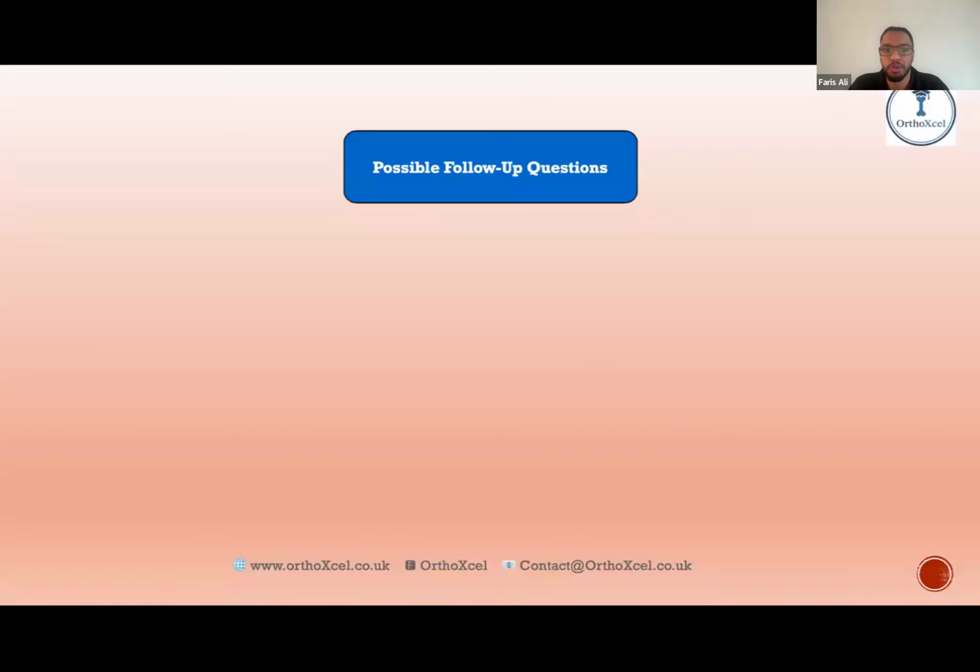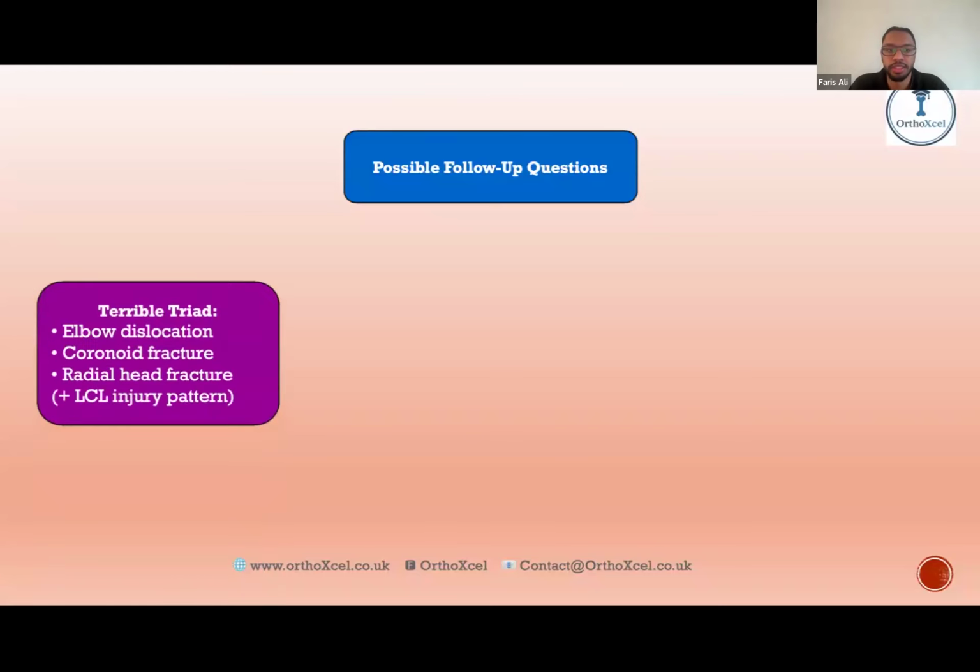And then the possible follow-up questions with elbow dislocation will be, for example, terrible triad. So you need to know what a terrible triad is. They can ask you, okay, what's terrible triad? You can say it's the involvement of 3 factors: elbow dislocation, coronoid fracture, and radial head fracture, plus LCL injury pattern.